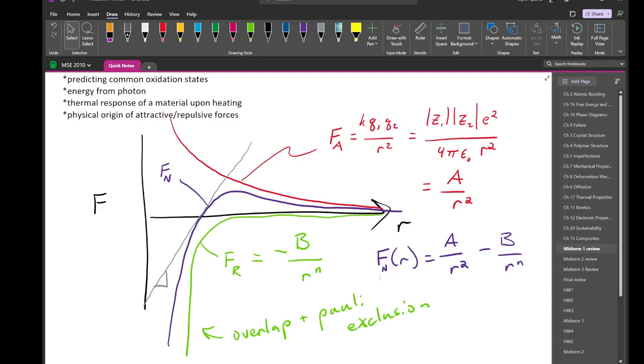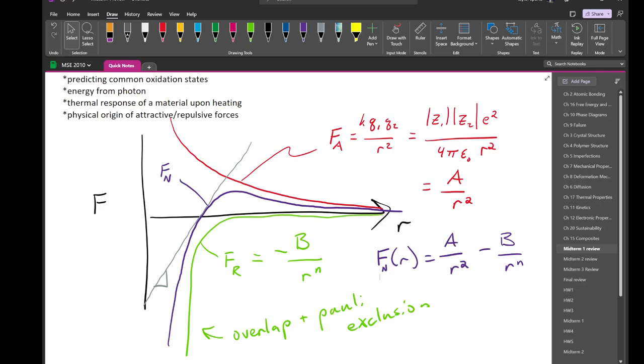So you could set A over R squared equal to Coulomb's law if you wanted to solve for it. You could plug in Z1, Z2, absolute value of those, multiply by e squared, divided by 4 pi epsilon naught, and that is A. Okay, big A. What I'm saying is that in the real world, when you actually use this expression to fit data, A isn't always the right value to use. Real materials don't obey Coulomb's law perfectly, because of shielding, because of things that get talked about, it doesn't always perfectly follow.